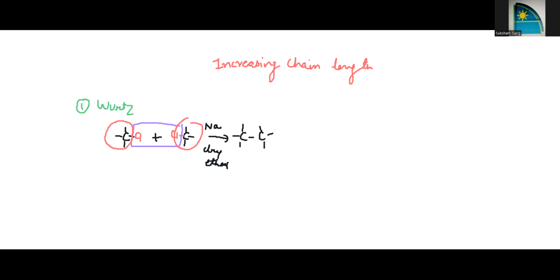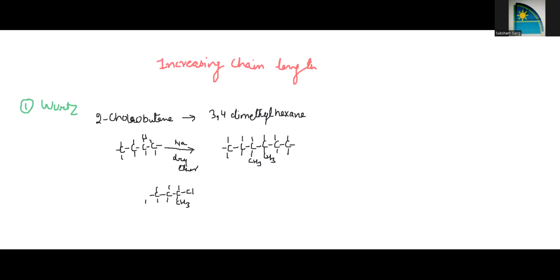Remember, Wurtz is used to double the carbon chain length, but sometimes they will give you another type of starting material and end material. Let's see how you can apply the knowledge of Wurtz reaction there. Supposedly, we are given the example of converting 2-chlorobutane to 3,4-dimethylhexane. The first task is to draw the structure of 2-chlorobutane and 3,4-dimethylhexane.